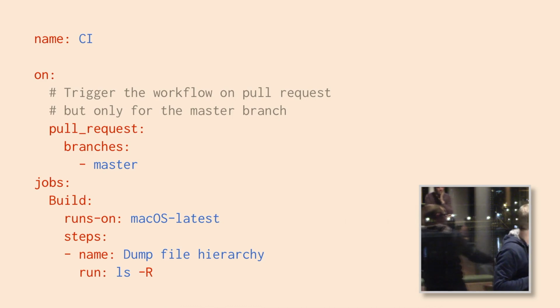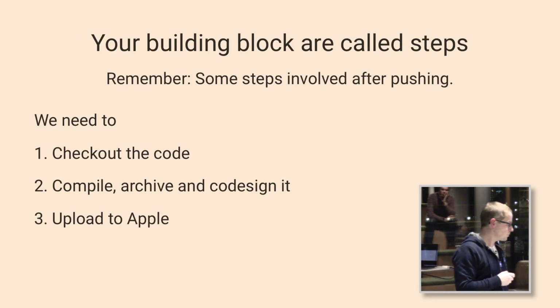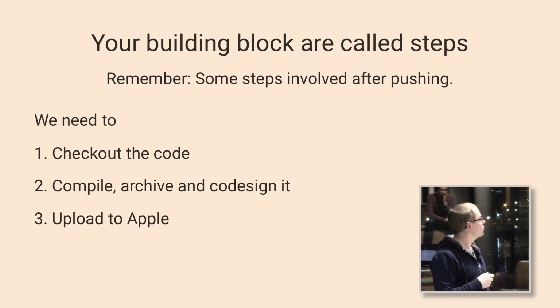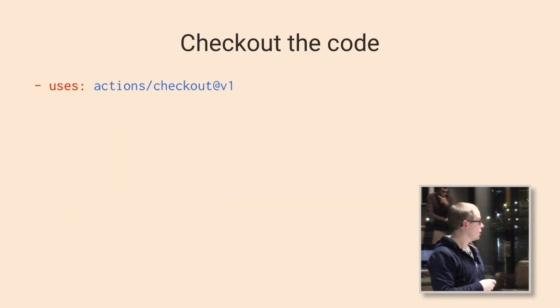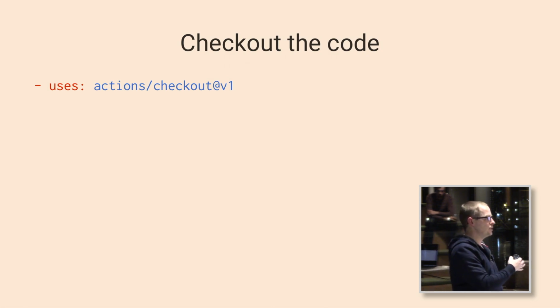Of course, you see steps here. Those are your building blocks. As you remember, we need to do 3 things: check out the code, that whole bunch, and then upload to Apple. Checking it out is quite simple. Just this. This is one step, which just executes and then clones your repository and makes sure that it's at the head of the branch that you have defined where it should trigger on.